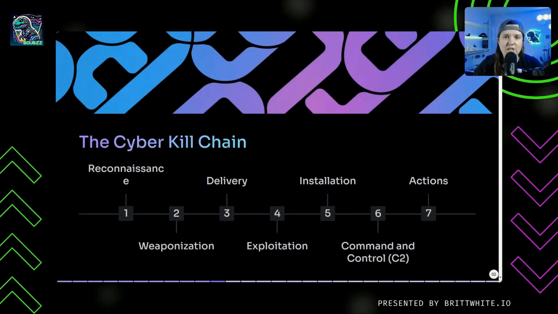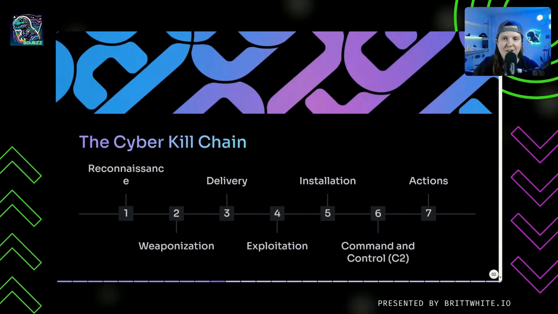And finally, we reach actions on objectives. This is where the attacker goes for their ultimate goal. Maybe they're stealing data, or maybe they're encrypting files for a ransom, or maybe they're just trying to disrupt operations. Whatever their objective is, this is where they're actually trying to achieve it.